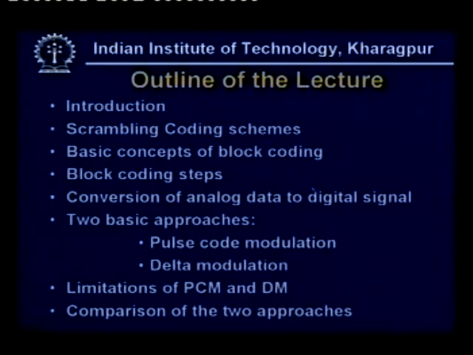Then the steps of conversion of analog data to digital signal. Then two basic approaches of analog data to digital signal, that is pulse code modulation and delta modulation. Then we shall discuss limitations of pulse code modulation and delta modulation. Then compare these two approaches.